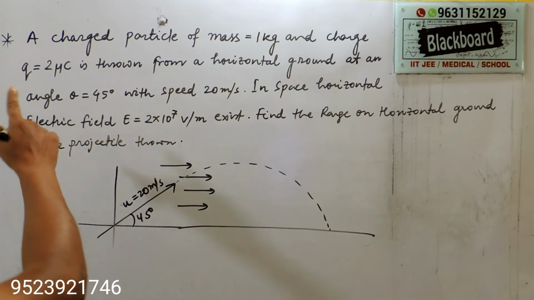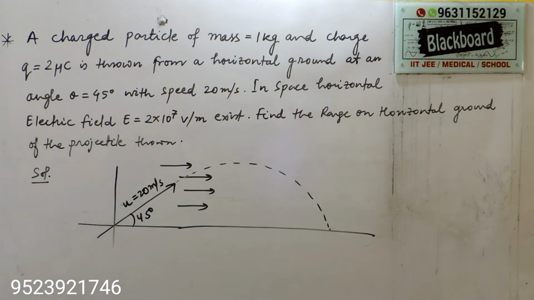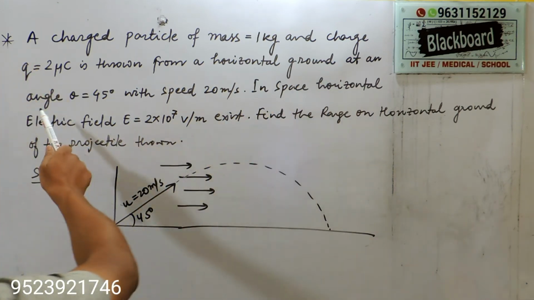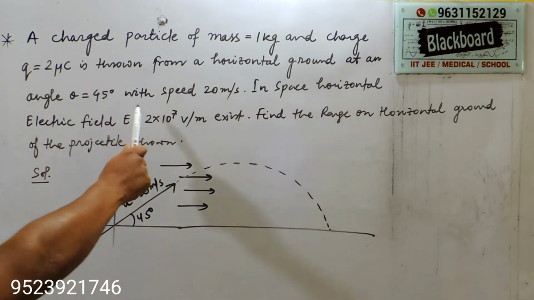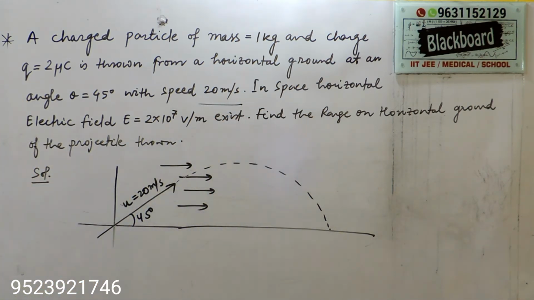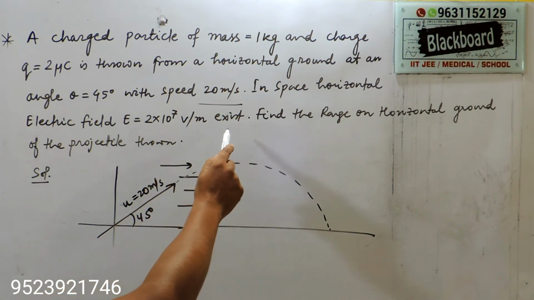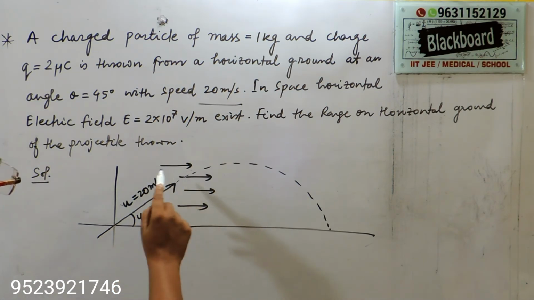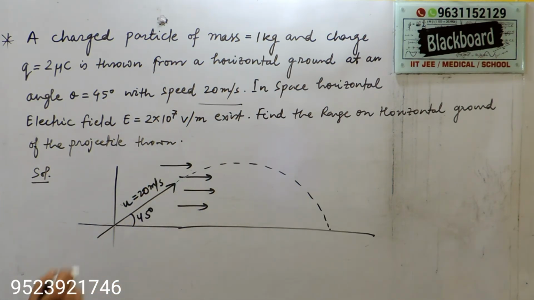Here the question: a charged particle of mass 1 kg and charge Q equals 2 microcoulomb is thrown from a horizontal ground at an angle of theta equals 45 degree with a speed 20 meter per second. In space, horizontal electric field E equals 2 into 10 to the power 7 volt per meter exists. Find the range on the horizontal ground of the projectile thrown. Here the particle is this one, a charged particle. Charge is 2 microcoulomb, the angle is 45 degree and U is 20 meter per second. The electric field is in horizontal direction.